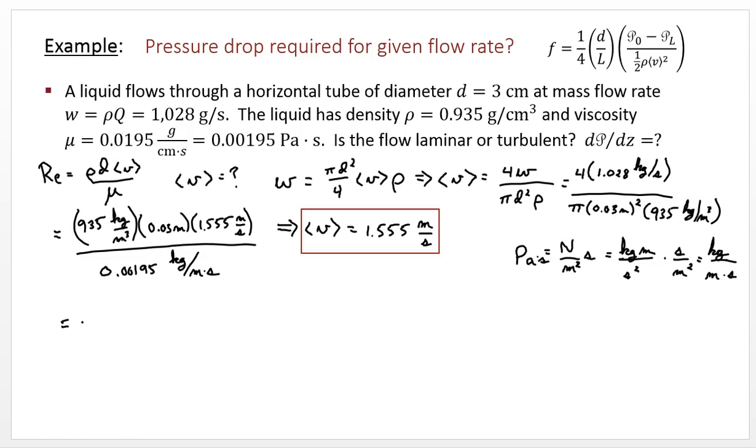So substitute this in, and we find the Reynolds number is approximately 22,400, which is 2.24 times 10 to the fourth. And so is this laminar or turbulent flow? Well, this is greater than the critical Reynolds number, which is about 2,100. And therefore, we have turbulent flow.